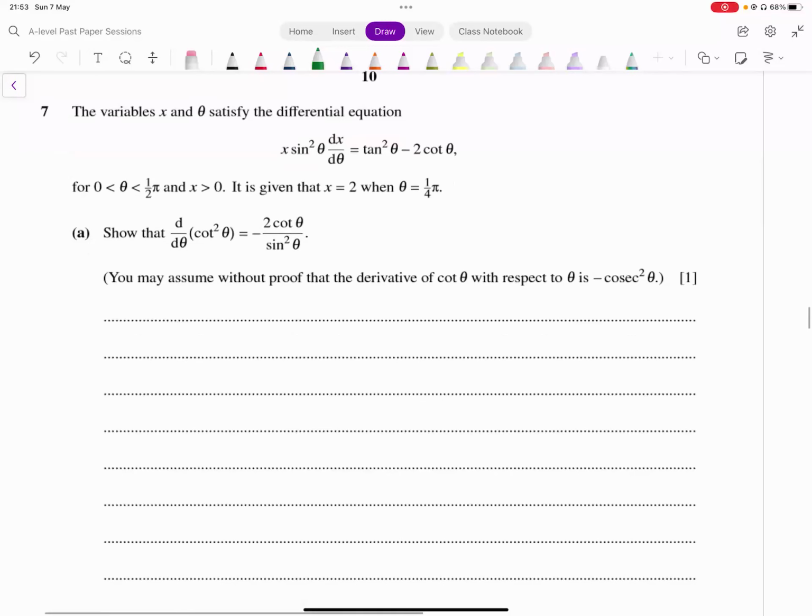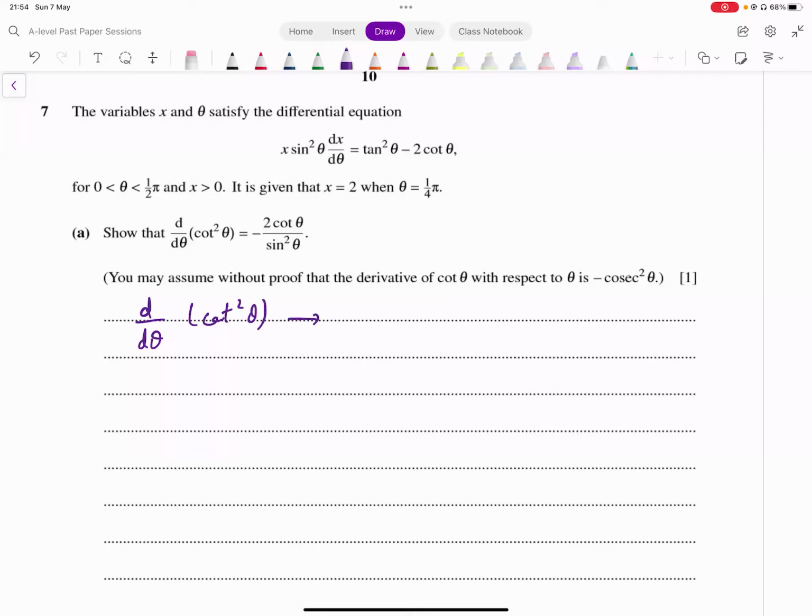Question number 7 says the variables x and theta satisfy this differential equation for theta between 0 and π/2, and x is greater than 0. It's given that x equals 2 when theta equals π/4. We need to show that the derivative d over d theta of cot square theta is equal to -2 cot theta over sine square theta. They've given that you can assume without proof that the derivative of cot theta with respect to theta is minus cosecant square theta. They gave the derivative of cot and asked us to find the derivative of cot square theta. Let's do that. We need to find the derivative of cot square theta.